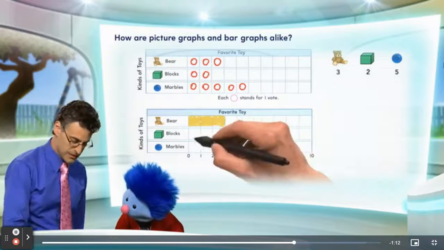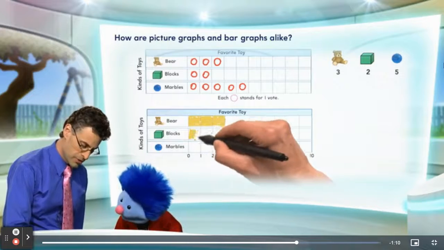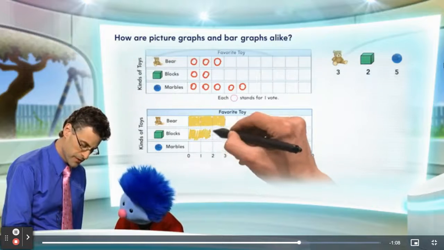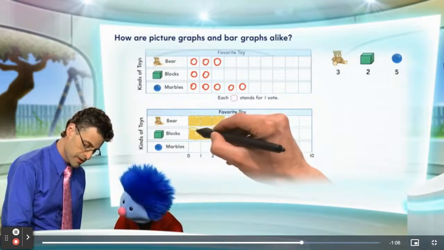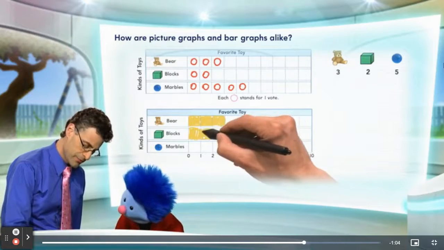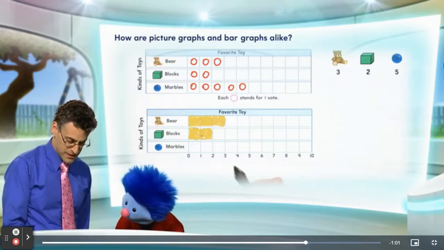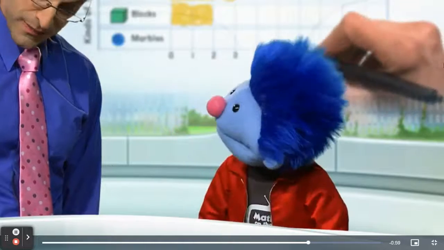Now, for the blocks, we only need to color in 2 blocks. So our bar for this one is going to be shorter because the number is less. And then finally, 5. So I go to 5. That's a long one. It's going to be a big one.